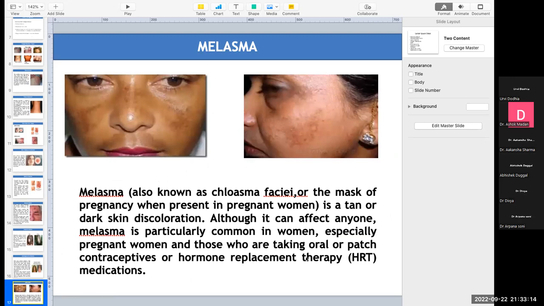The next common condition is melasma, or in Hindi we call it jhaiya. This is a most common problem which we encounter in day-to-day practice. Melasma, also known as the mark of pregnancy when present in pregnant women, is a tan or dark skin coloration. Although it can affect anyone, melasma is particularly common in women, especially pregnant women and those who are taking oral or patch contraceptives or hormone replacement therapy.